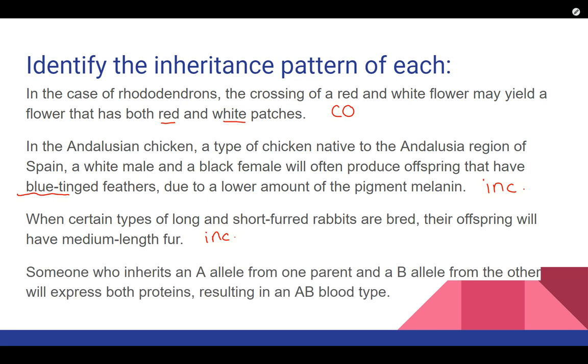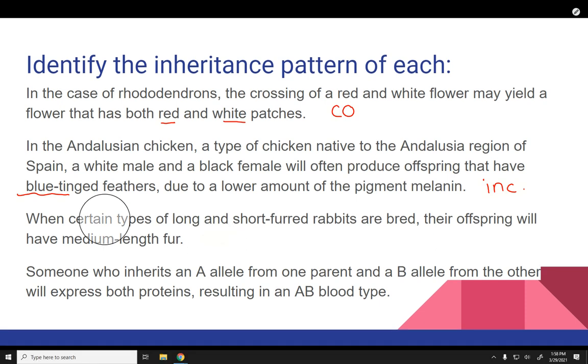And the last one, someone who inherits an A allele from one parent and a B allele from the other parent will express both proteins, resulting in an AB blood type. What is that? That is an example of codominance that we're going to talk a little more about in just a second.